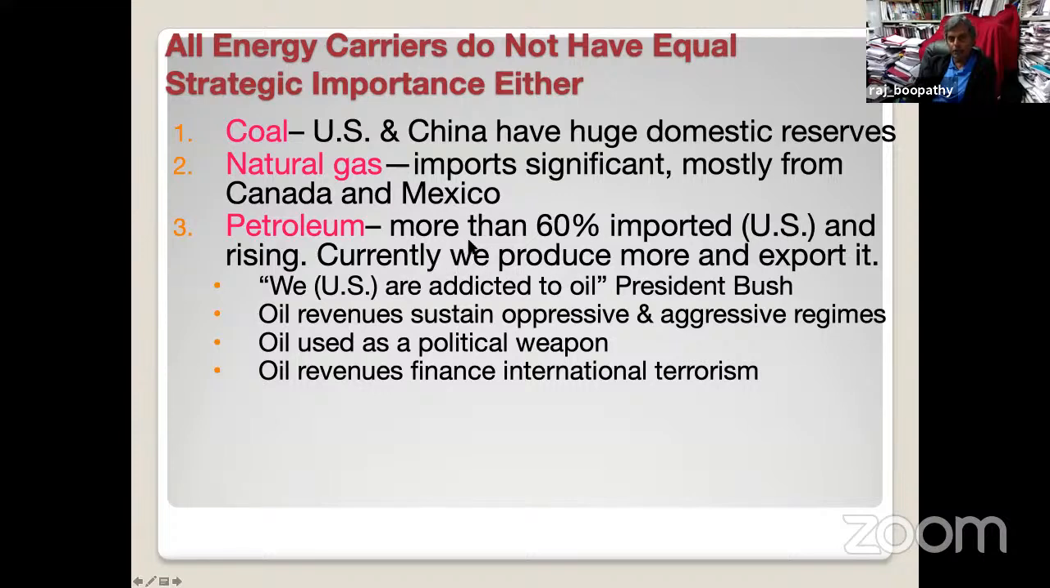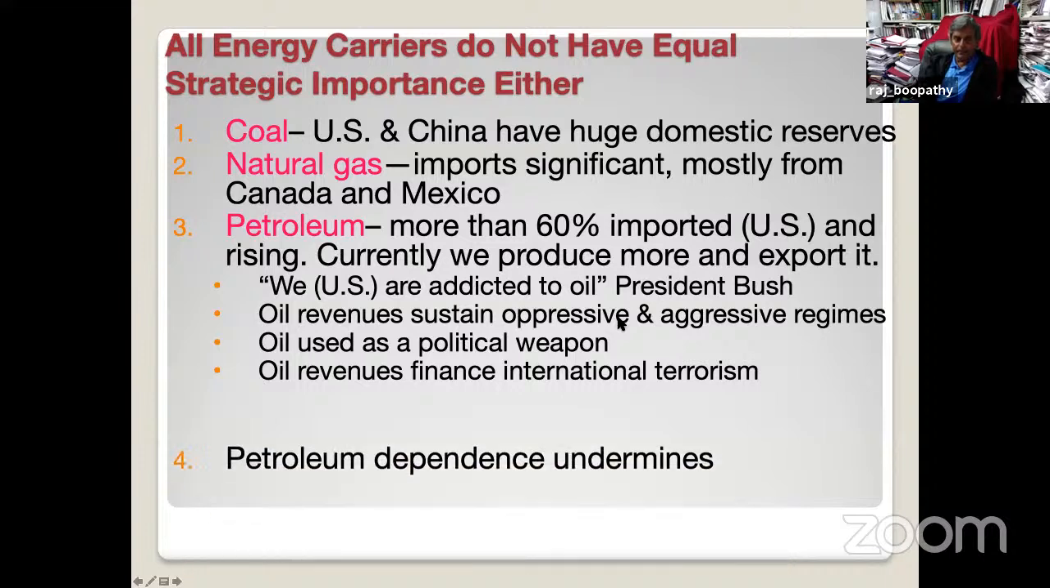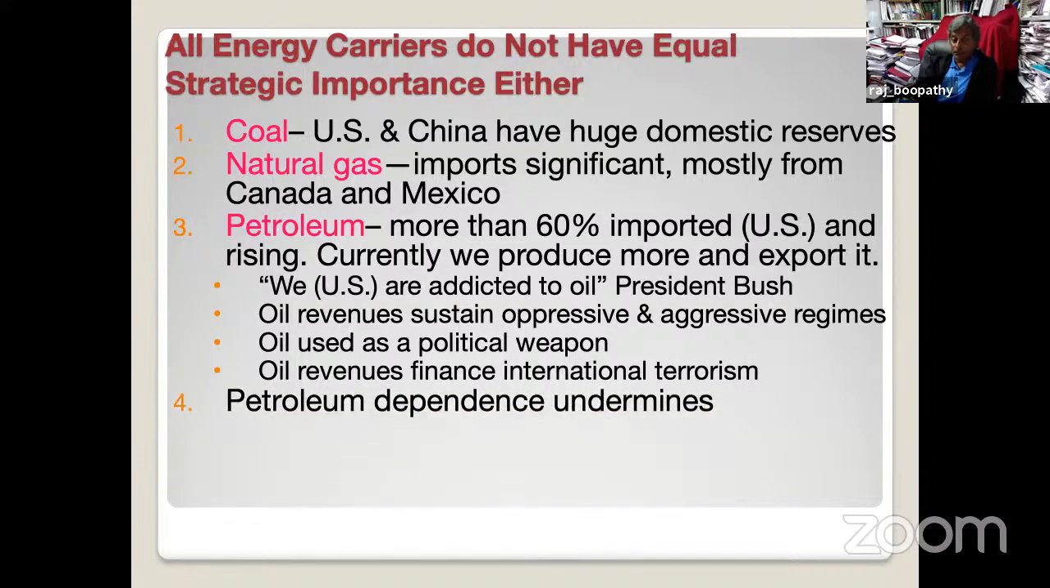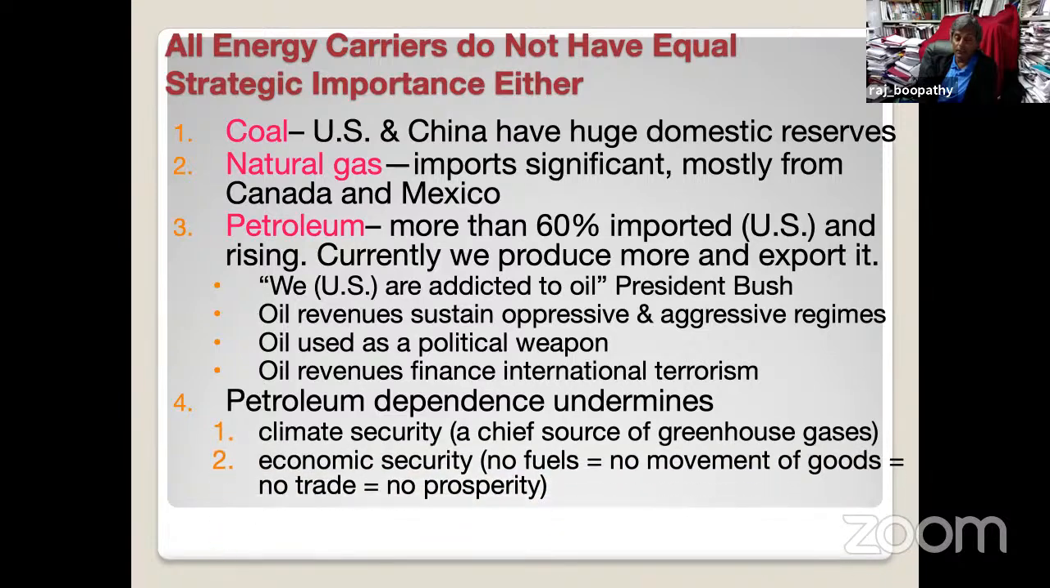Because of fracking technology, we produce more oil nowadays in the US. As I said, it's not sustainable. At some point, we're going to run out of oil, so we need to depend on finding new technology, especially biofuels. Petroleum dependence also undermines a lot of things: climate security, economic security, international security, and world stability. So for these reasons, we need to get away from petroleum and go into this route of biofuels.